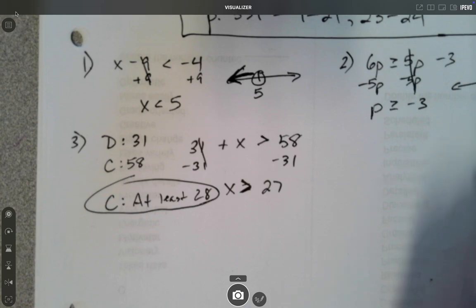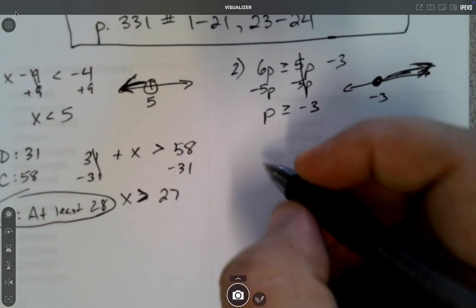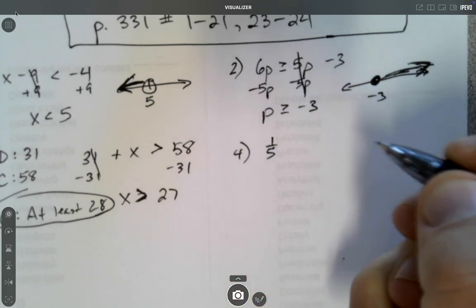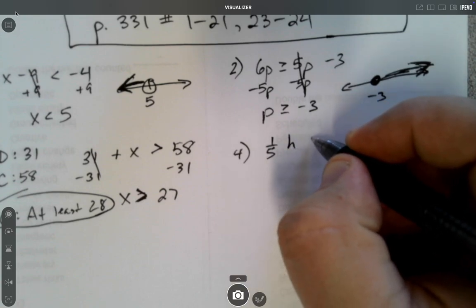Number 4, solve each inequality, graph the solution on a number line. So very similar to what we did in number 1, or rather, what we did in 1 and 2. 1/5 h is greater than 3.